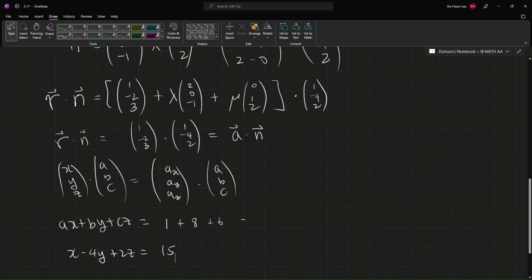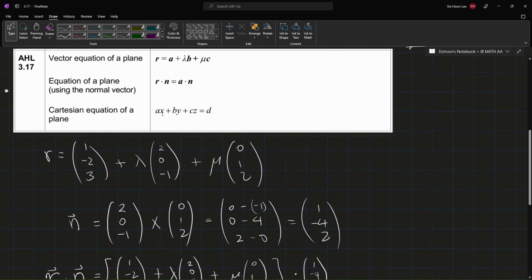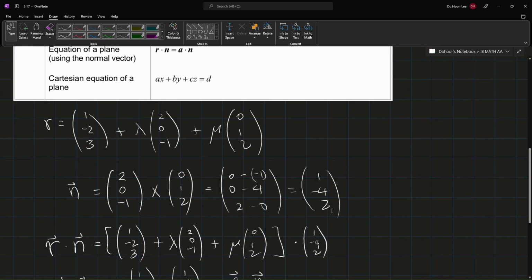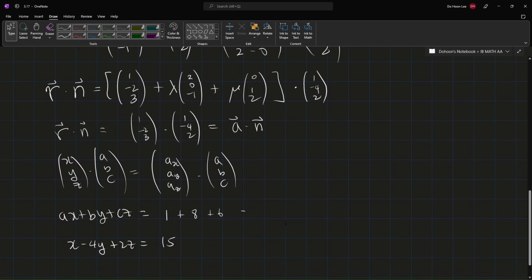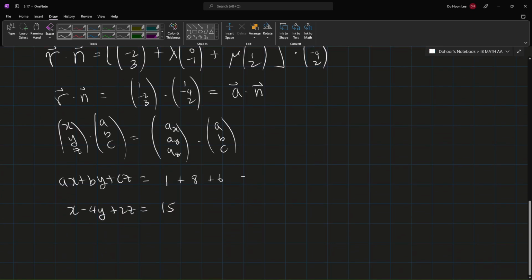One thing to be careful about here is that a in the Cartesian equation and a in the normal vector equation are different. IB differentiates them by putting a bold sign, so be careful with that. As mentioned in the earlier videos, it is important that we know how to use various forms of equations and convert one to the other. For example, once you're given a Cartesian equation of a plane, you can easily spot the normal vector of the plane by looking at the a, b, and c values. So from there, I can extract the fact that n, the normal vector, is 1, negative 4, and 2. And you can do this for any other Cartesian equation of a plane.